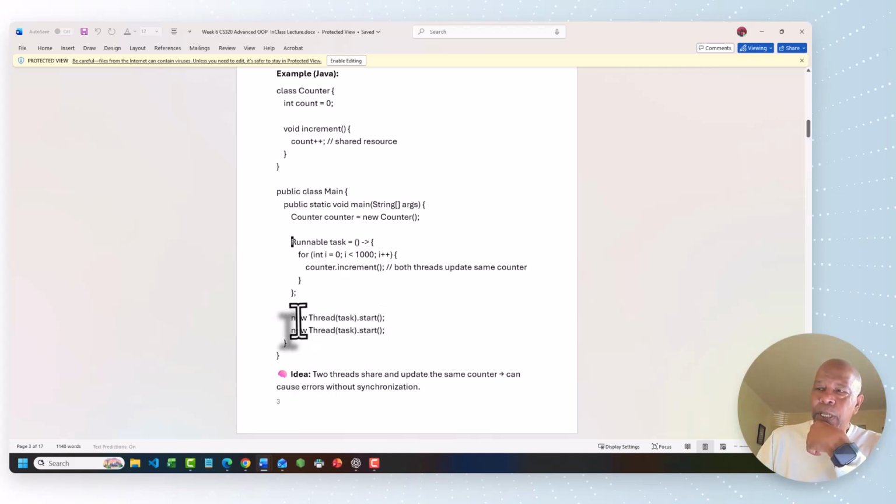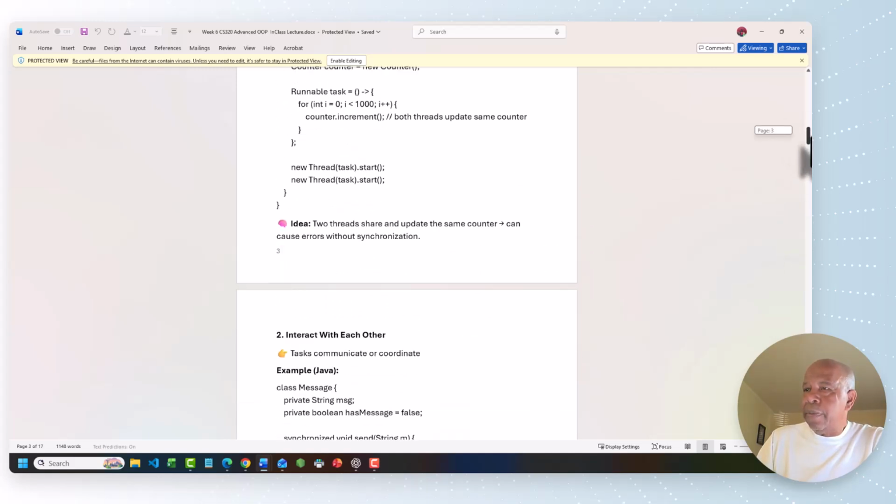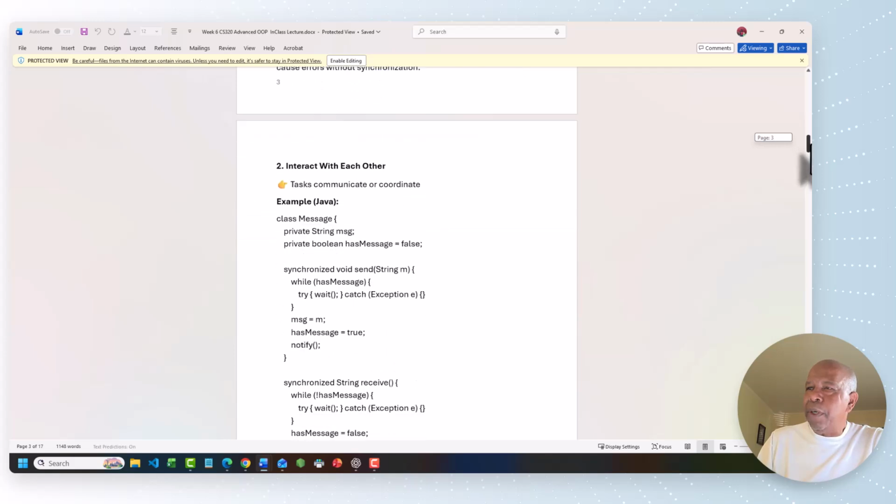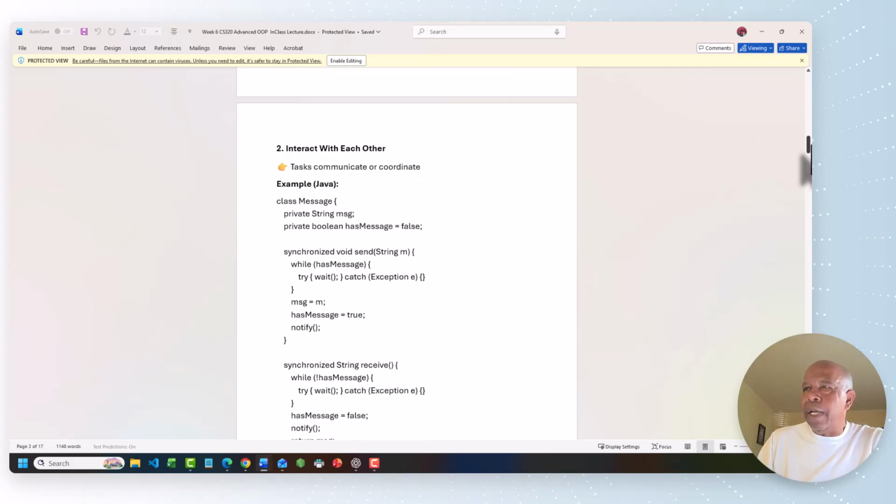And the way they're going to do that is by creating a thread. We're creating a thread and we're saying start that thread, which is going to execute this processing. So here I'm starting 2 threads to do the counter, running simultaneously. 2 threads share and update the same counter, but with that, you can cause errors without synchronization. If I don't synchronize, I'm going to run into issues. We'll talk about that.